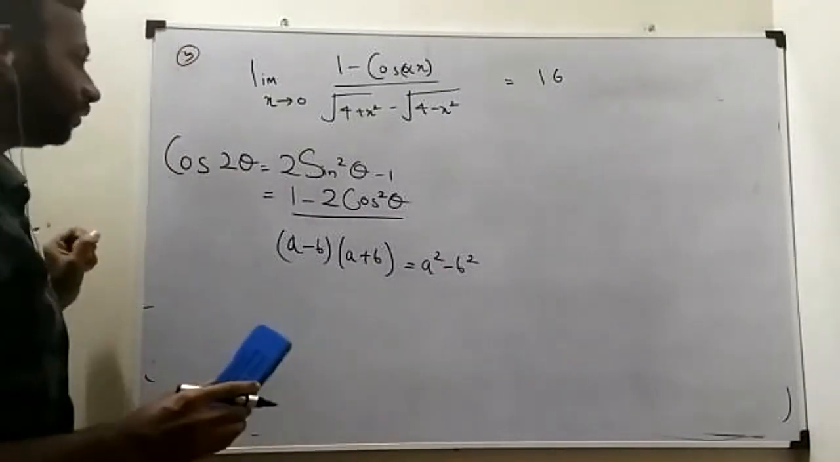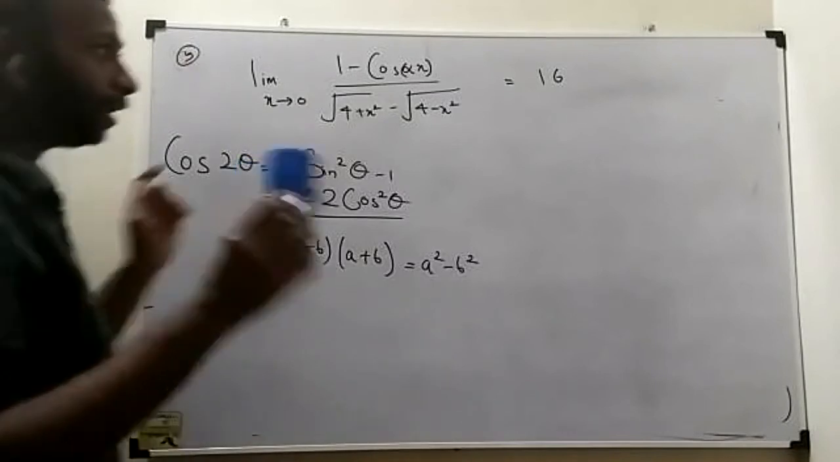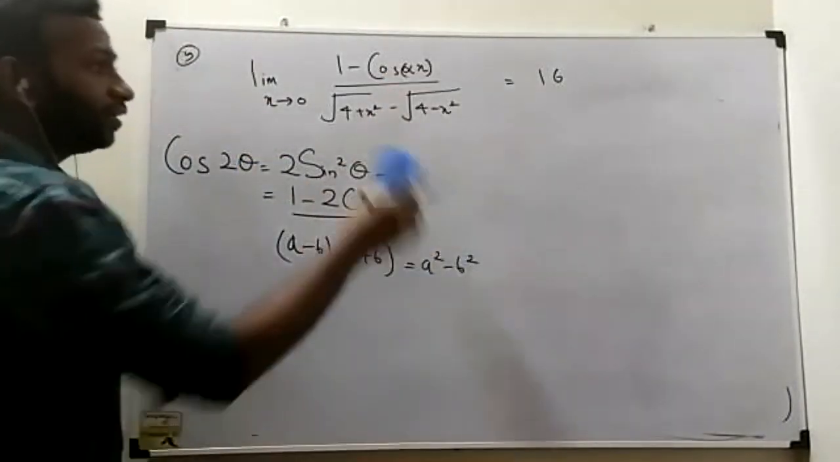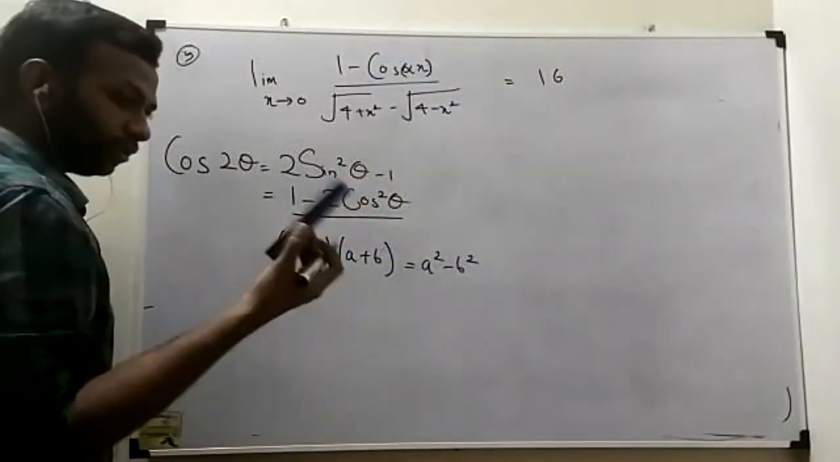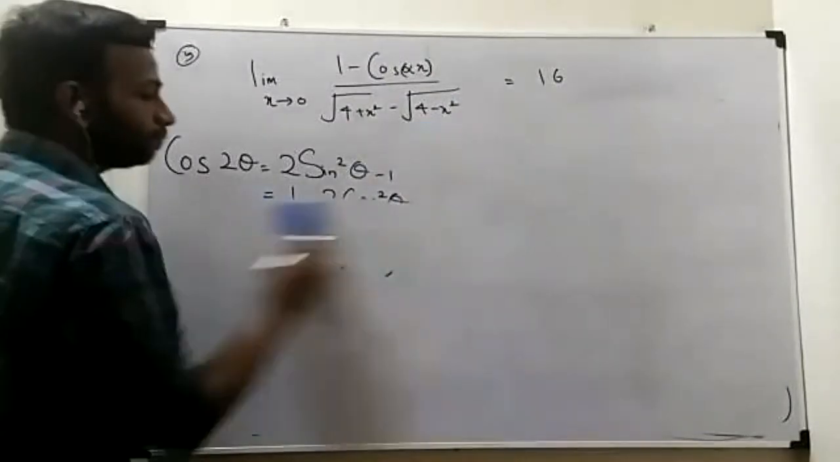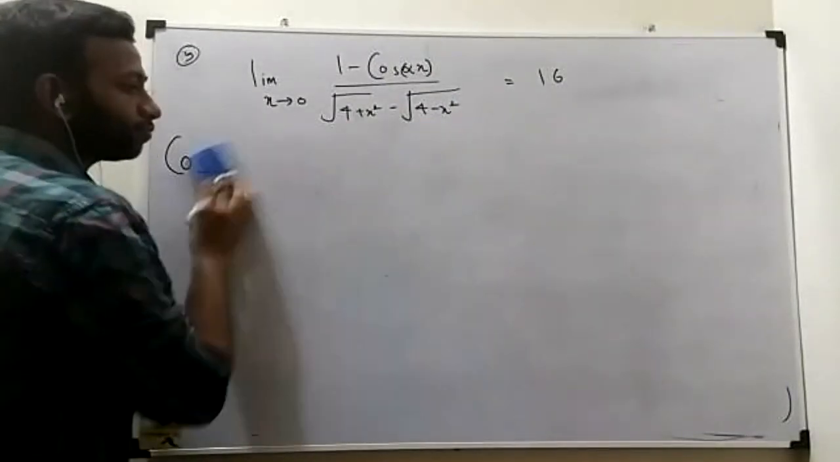So let's multiply both by the conjugate. 1 minus cos alpha x multiplied by 1 plus cos alpha x. And if you are doing something to the top, you need to also do it to the bottom. And the same thing we do for this. Okay, so that's basically your future data.